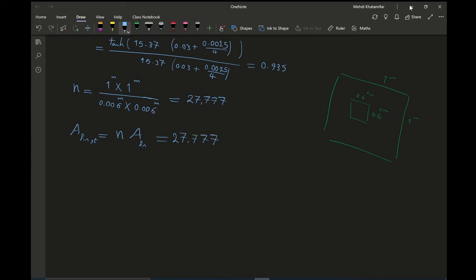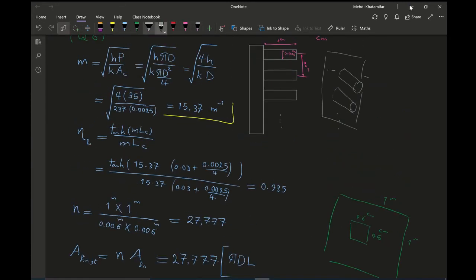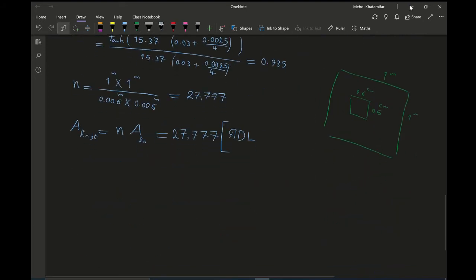So the total number of fins was 27,777, multiplied by pi d l, so the surrounding of the fin, so the area here, plus the area at the top. So the area at the top is going to be pi d squared divided by 4.